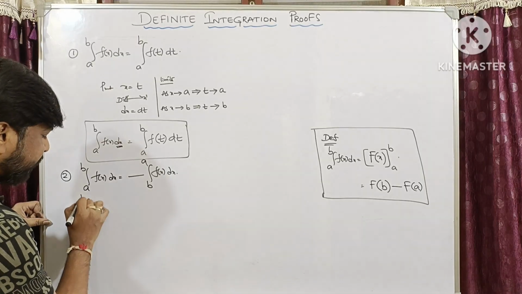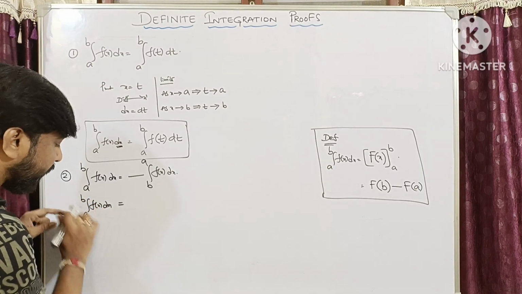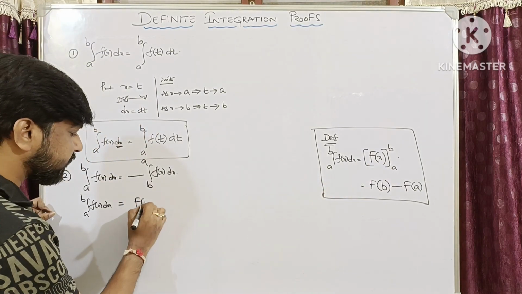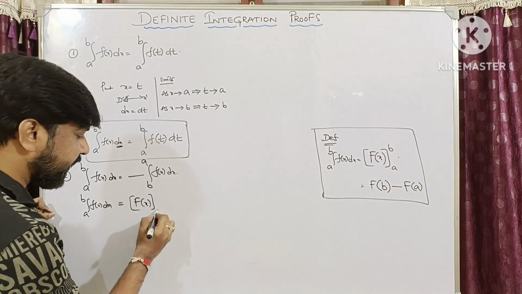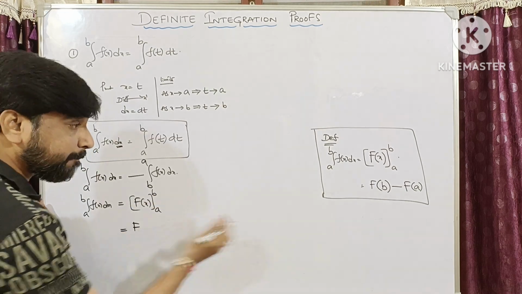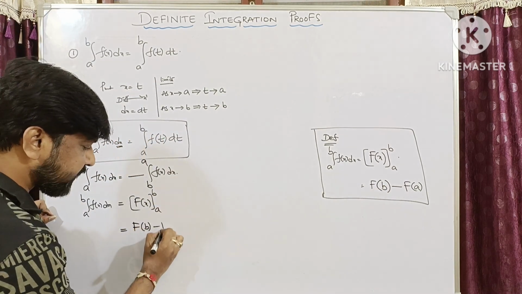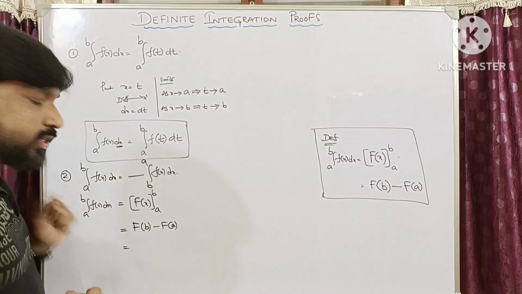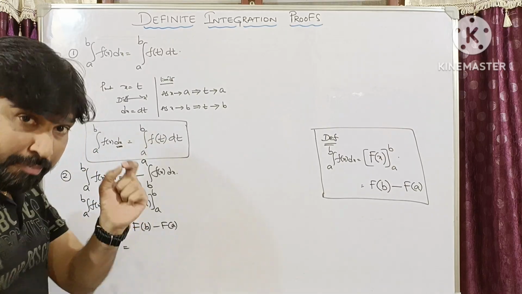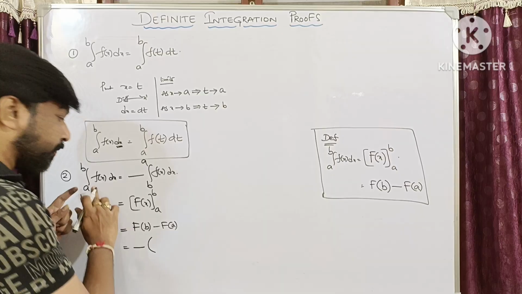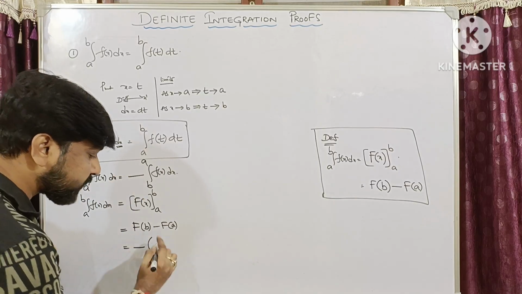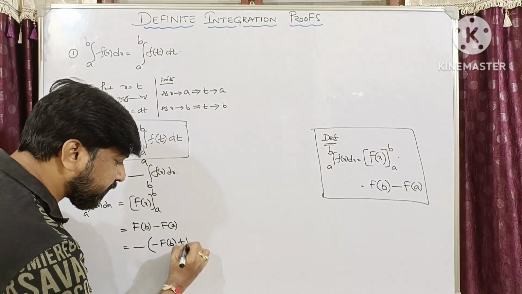Look at carefully. Let us take the left hand side, integral a to b f of x dx. According to the definition, we can write capital F of x between the limits, lower limit a, upper limit b. This can be written as upper limit minus lower limit, F of b minus F of a. Then if you want to prove this one, you have an extra minus sign. Let us take minus common. Very simple logic. In your proof, minus is there, means you need to take minus common. Then plus becomes minus, and this minus part becomes plus.